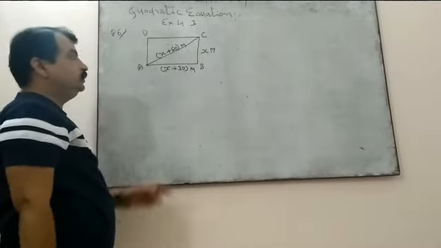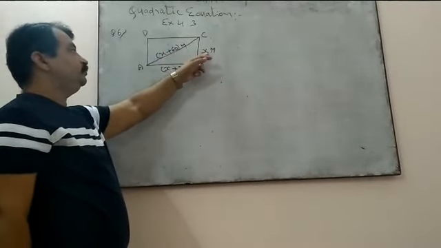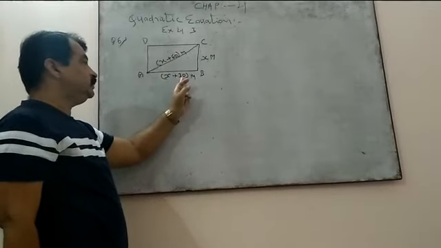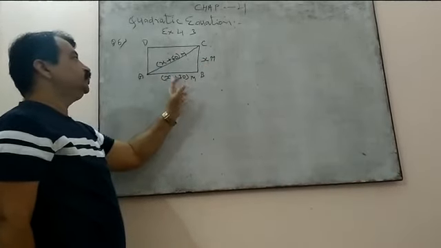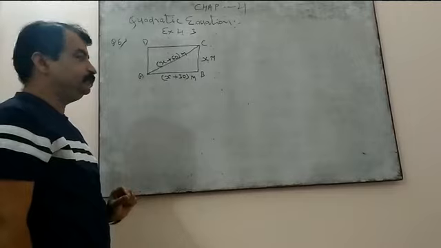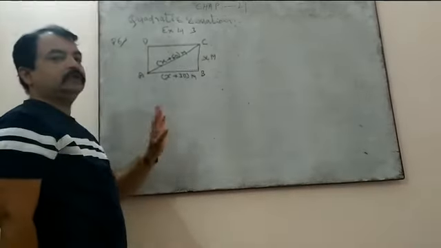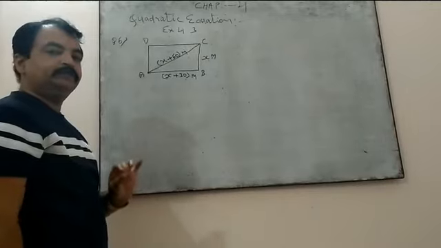Clear? The diagonal is 60 meter more than the shorter side and the longer side is 30 meter more than the shorter side. This is the relation. So find the sides of the rectangular field, or the dimensions of the rectangular field. Right?